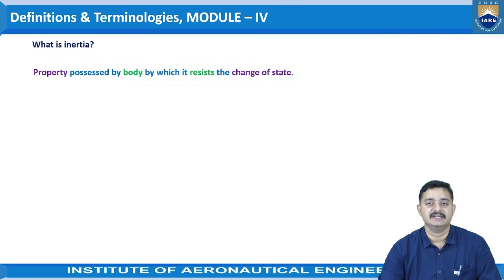Here the term inertia is defined as the property possessed by a body by which it resists the change of state. That means when an object is at rest, it will continue to be in that position itself. It won't change its position until and unless an external force is acted upon it.